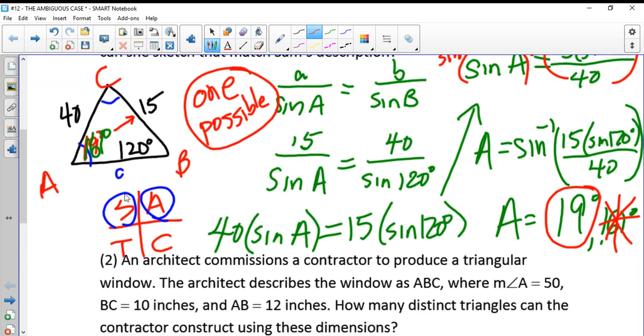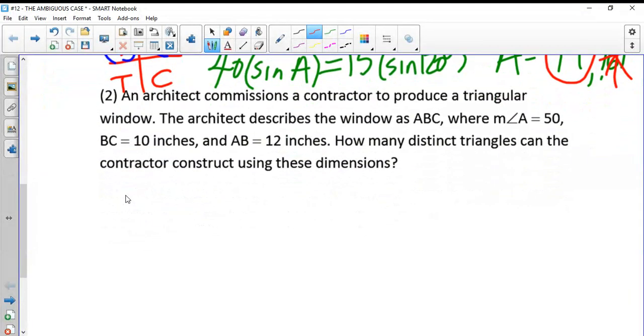So let's see another example. Excuse me for my coughing. We've got some coughing going on.